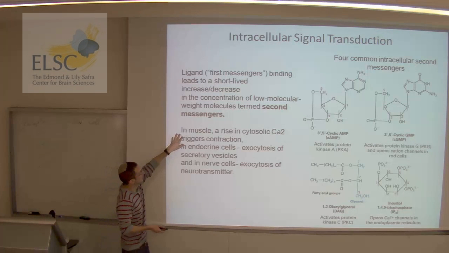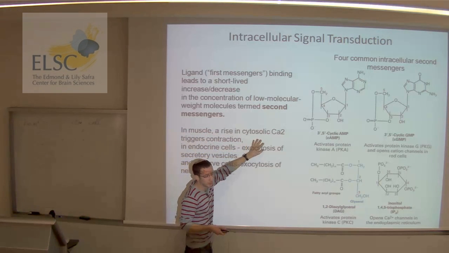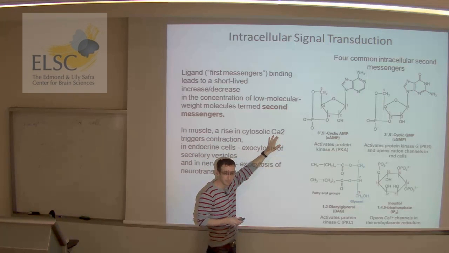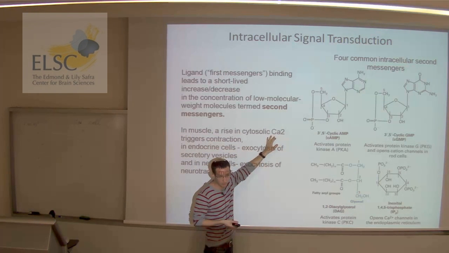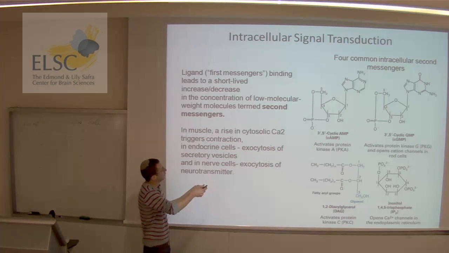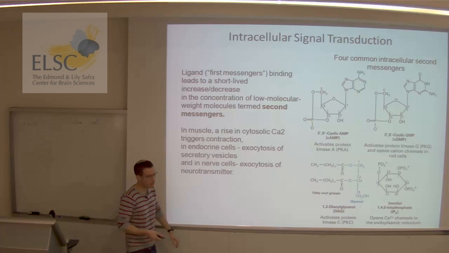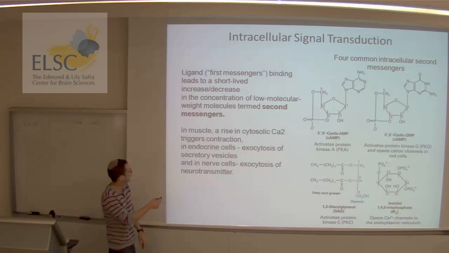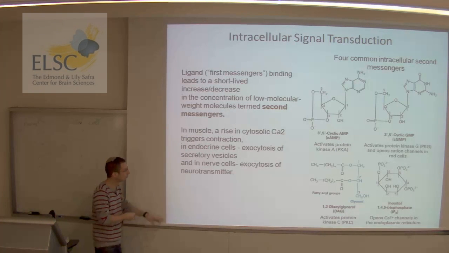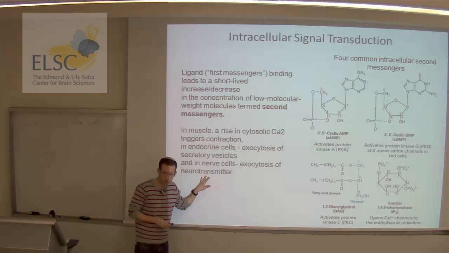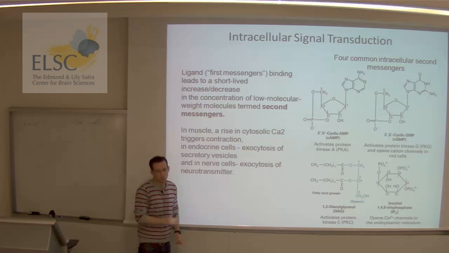So again, in muscle, okay, so by the way, secondary messengers can also be just ions, as we saw in the Kandel paper. There it was the calcium. So a rise in cytosolic calcium in muscle cells will trigger contraction. In endocrine cells it will induce exocytosis of secretory vesicles, and in neurons it will induce exocytosis of neurotransmitters. So again, the input is not enough.